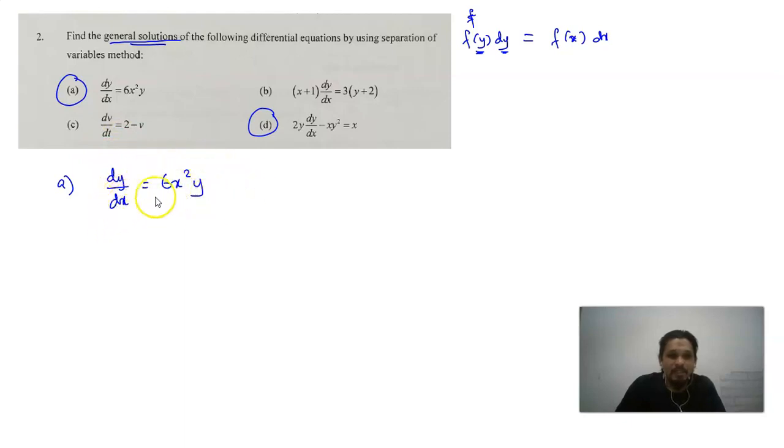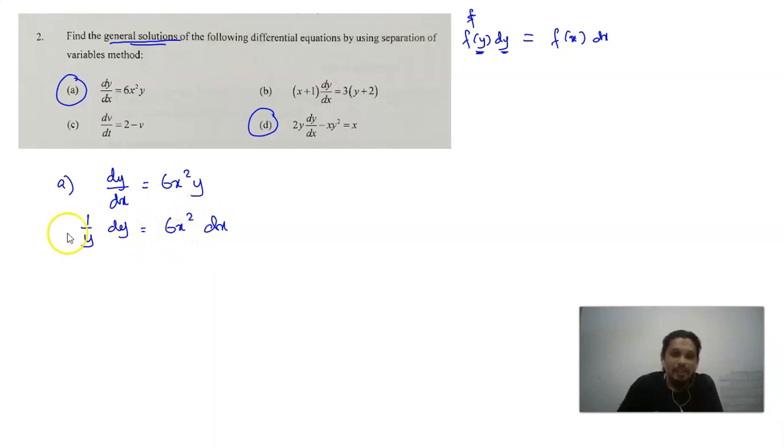So in here we divide or multiply with 1 over y on both sides. So we come up with 1 over y dy equal to 6x squared dx. So before we integrate left and right, let's double check. Do you find any x left here? No, right? It's 1 over y dy. And do you find any y left here? No. That's all x, with the constant of 6x squared, all okay.